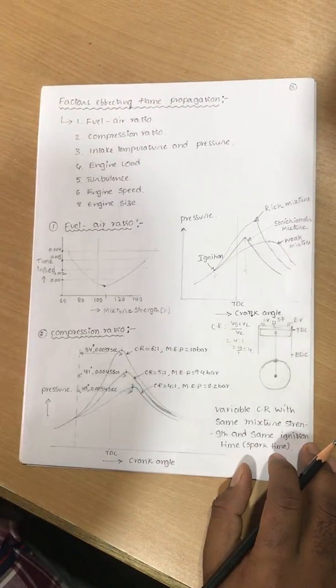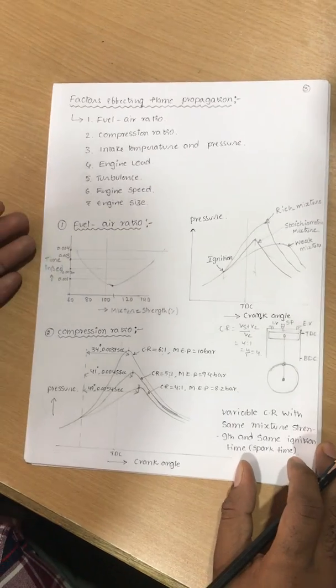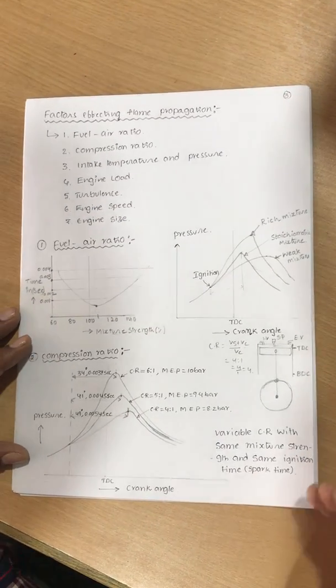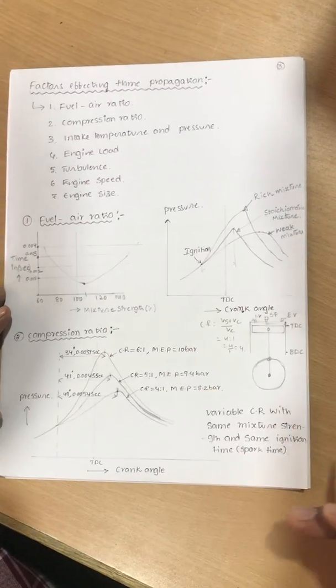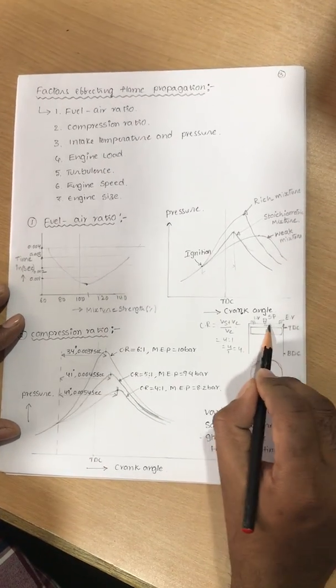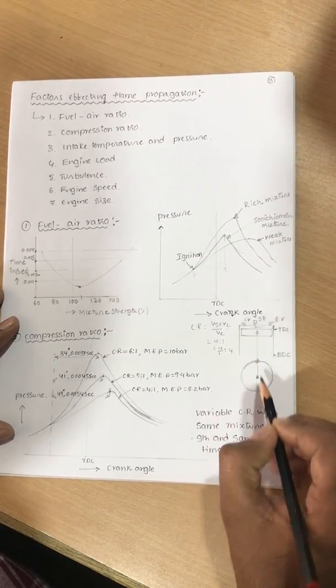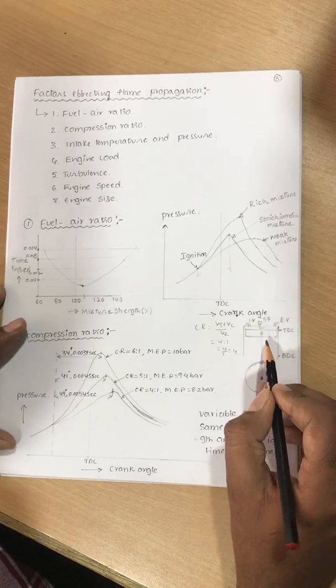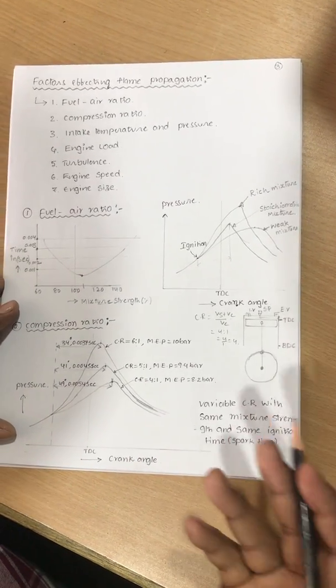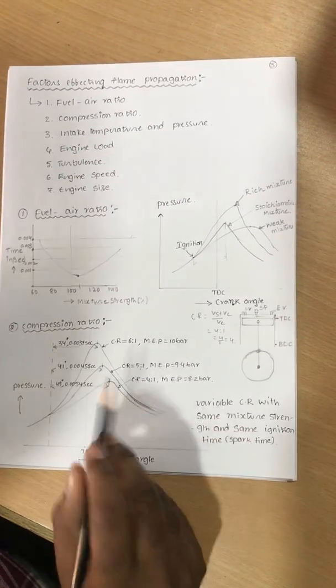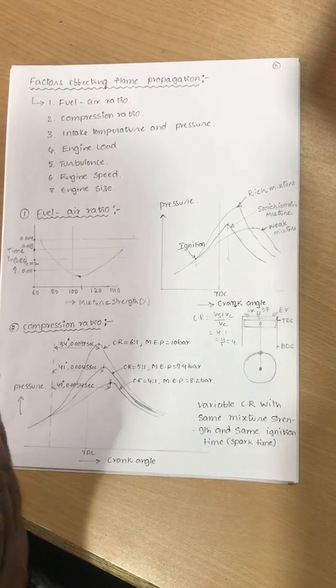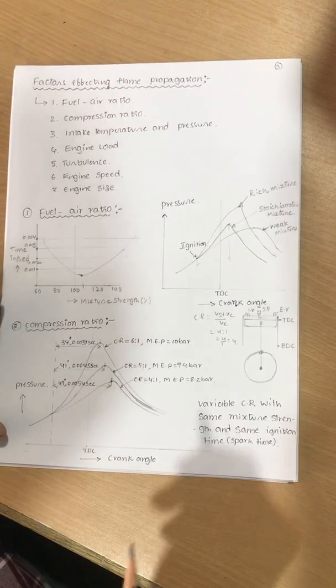And flame propagation is also easy when the temperature is more. When the temperature is more, the flame easily propagates through the fresh charge inside the cylinder. That means with the increase in the compression ratio, the temperature and pressure increase. The increase in temperature and pressure leads to reduced ignition lag, that is one advantage. And another advantage is increasing the flame speed also.